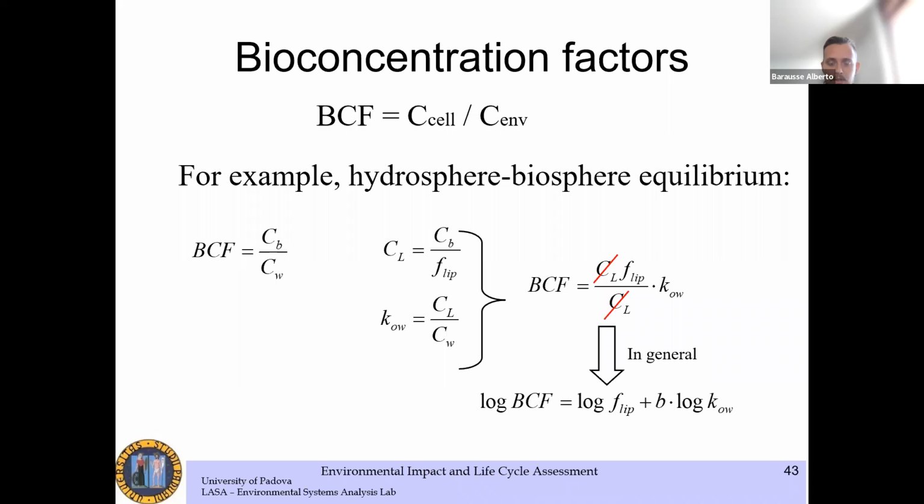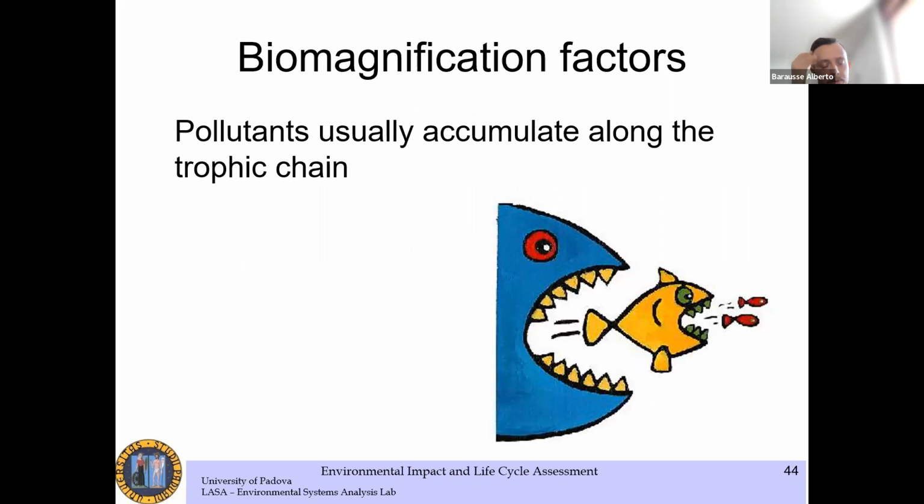And in the case of particular contaminants, such as those that tend to attach to lipids, you can calculate that BCF based on the fraction of lipid in the body and the KOW of the contaminant. And when we speak of biomagnification, this is more difficult to quantify, actually. It's a matter of research.